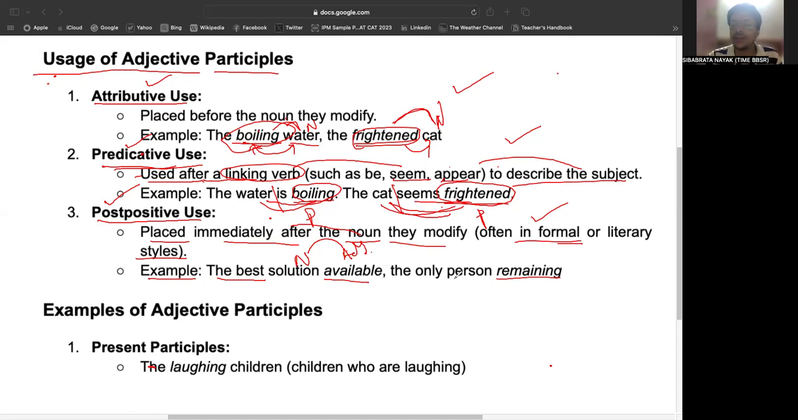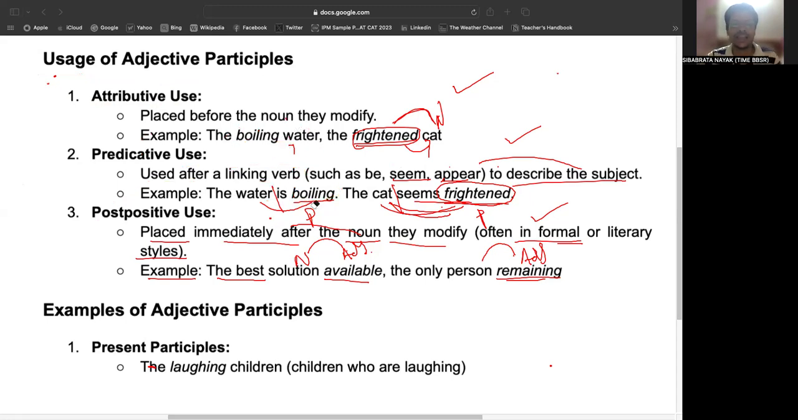Even if you look at the only person remaining, remaining is nothing but an adjective participle which is modifying the noun, that person, which is known as a post-positive use. Got my point? Yes, sir. So how many uses of the adjective participle do you find? The first one is called the attributive use, then the predicative use, then the post-positive use, isn't it? That is what you would find.